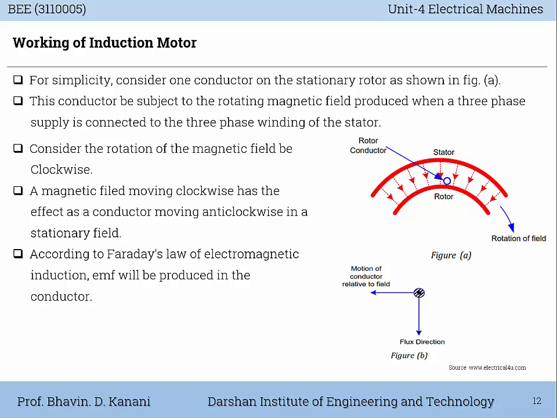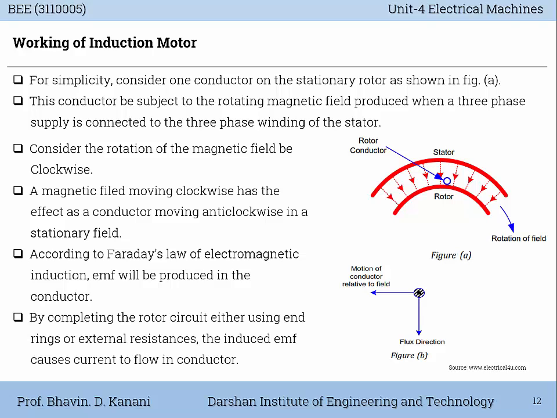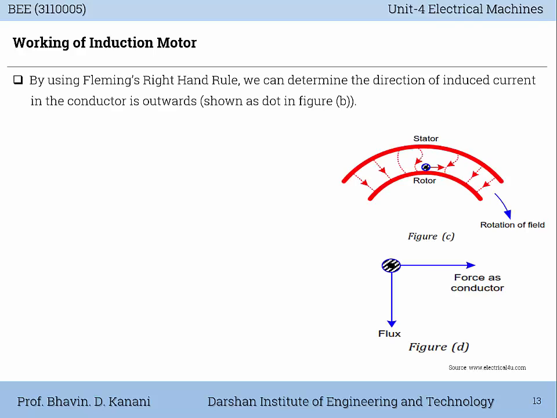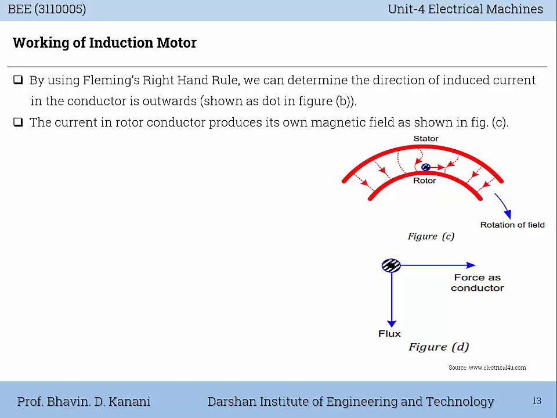According to Faraday's law of electromagnetic induction, EMF will be produced in the conductor. By completing the rotor circuit, either using end rings or external resistances, the induced EMF causes current to flow in the conductor. By using Fleming's right-hand rule, we can determine the direction of induced current in the conductor is outwards, which is shown as dot in figure B. The current in rotor conductor produces its own magnetic field as shown in figure C.